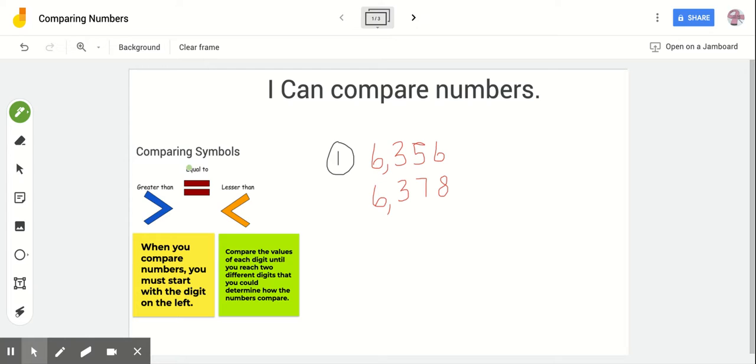So today what we're going to be doing is comparing numbers. On the side here, I have a chart that lets you know how each symbol looks. So let's take a closer look. The greater than symbol is this symbol here.